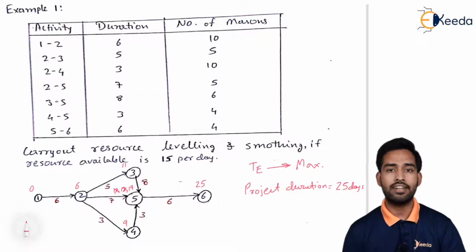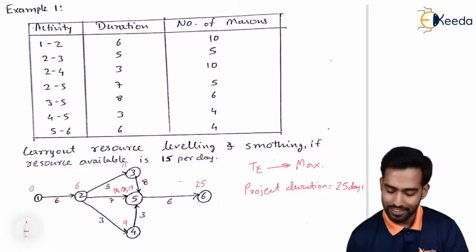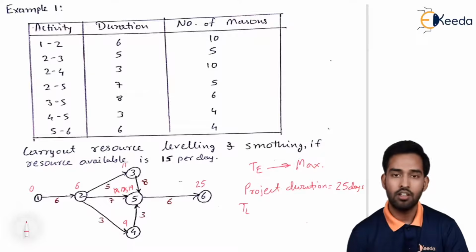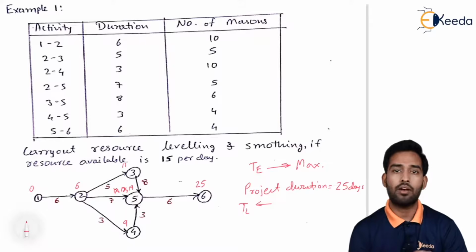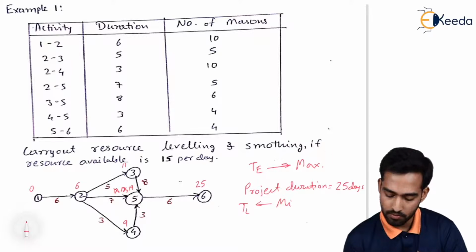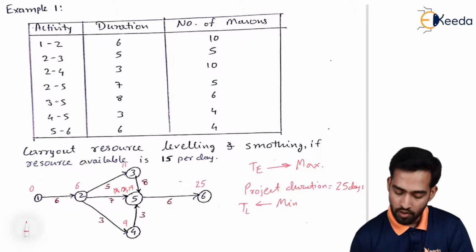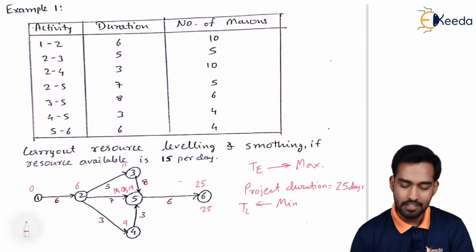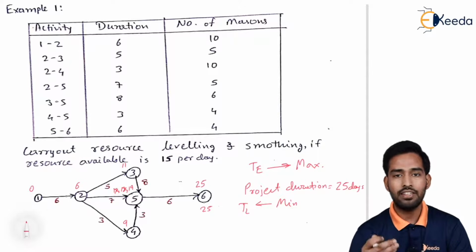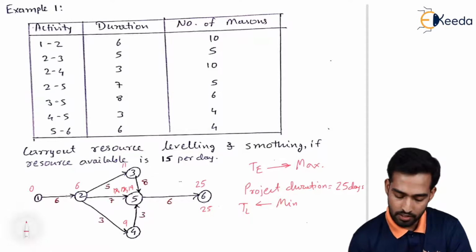Now we have to find out the critical path. To find out the critical path, we have to find out TL of each activity. So TL we can find out by using backward pass, that is from right towards left, and we have to keep the minimum value on the node. So let us go towards the first activity. Now 25 minus 6, while finding out TL we have to subtract the duration. So 25 minus 6 will give us 19.